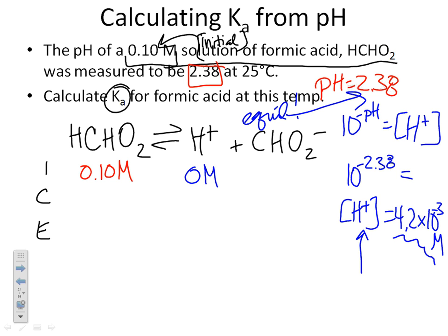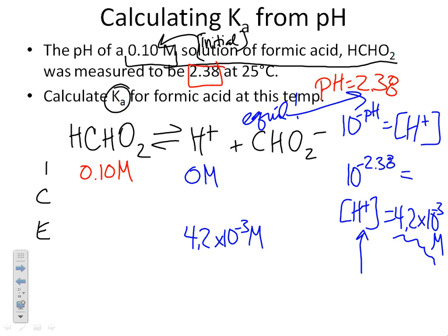not the initial concentrations. So I'm going to take that 4.2 times 10 to the minus third, and that is my equilibrium concentration of the hydrogen ion, meaning I started in my flask, before I put the formic acid in, with no H plus. So initial concentration of H plus, 0. Then I added my 0.1 molar formic acid. It dissociated and created something that had a pH of 2.38. So the equilibrium concentration of H plus is 4.2 times 10 to the minus third molar.